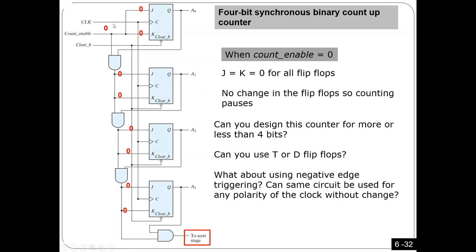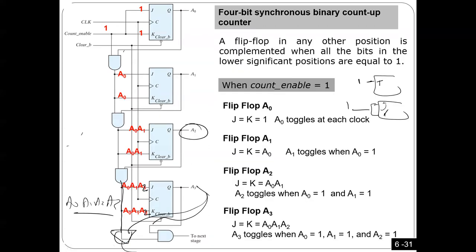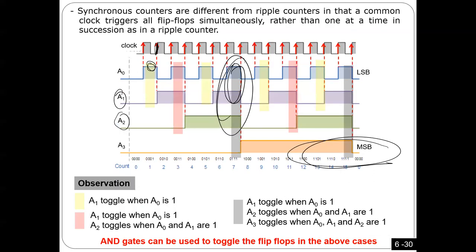Okay, so here I'm explaining that if count enable is zero, everything is zero. That's why there is no exchange, no counting, okay? But if I put here 1, I'm going to put here E0, and E0 and E1, and E0 and E1 and E3. And that's exactly the same observation I had here, okay?